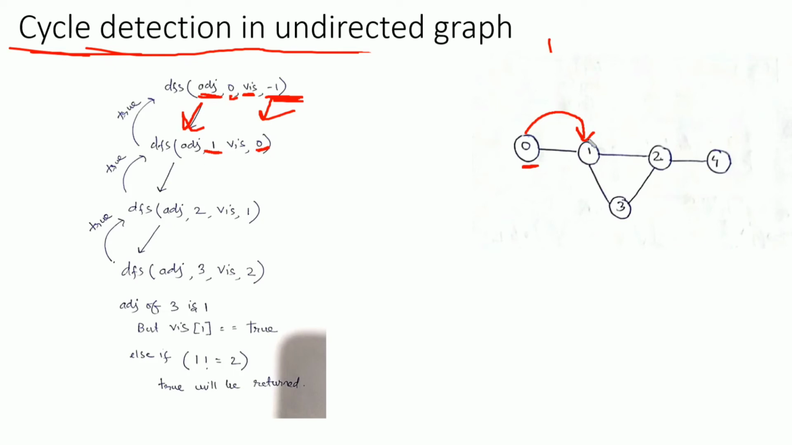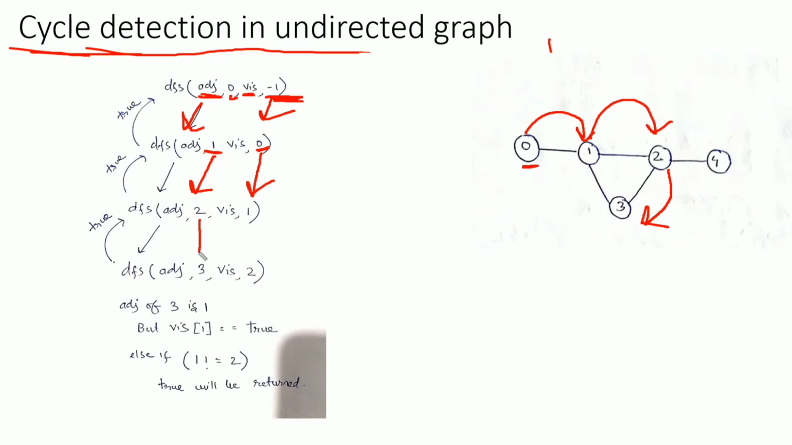Now again we will be traversing from vertex 1 to its adjacent vertices, and we went to vertex 2. From 1 we went to vertex 2, and the parent variable gets changed from 0 to 1. Now from vertex 2 we went to vertex 3. Basically we are using the DFS algorithm.